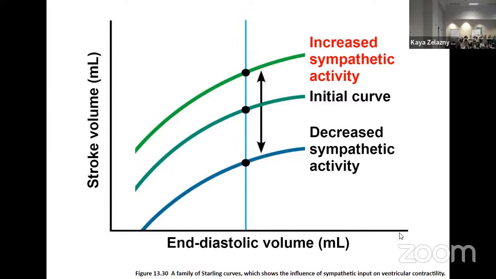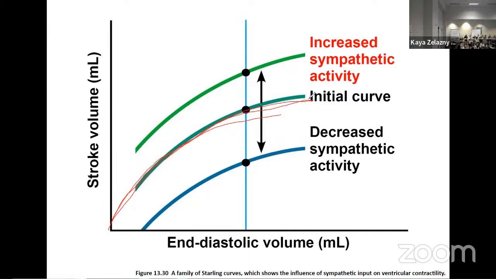So when we are thinking about these Starling curves, I'm going to orient us on this. What we were just looking at was this curve in the center. This is a relationship between end diastolic volume and stroke volume that happens purely based on how much blood is in the heart. So a little bit of blood, a little bit of stroke volume, a lot of blood, more stroke volume. That's our initial curve. That's why it's a curve.